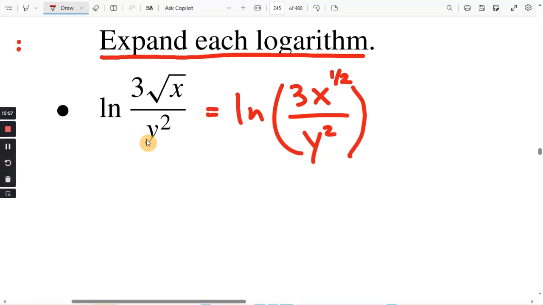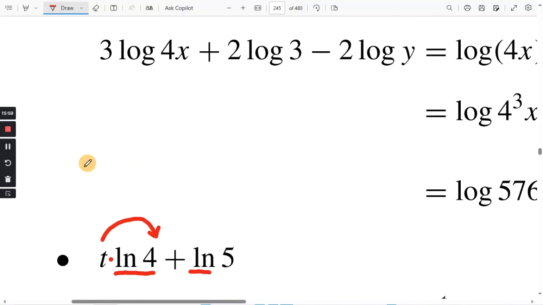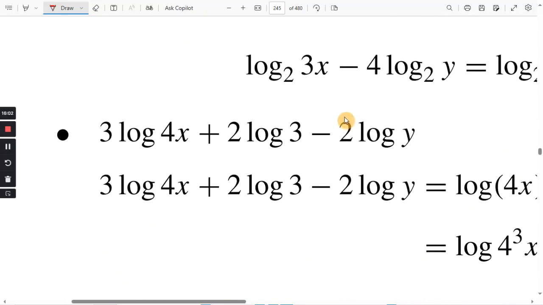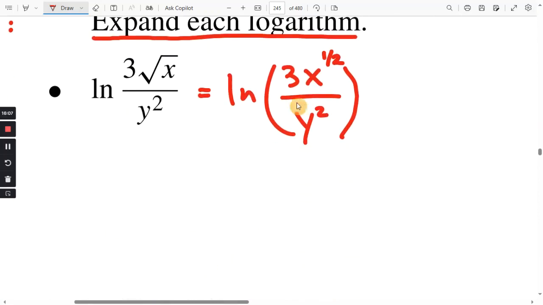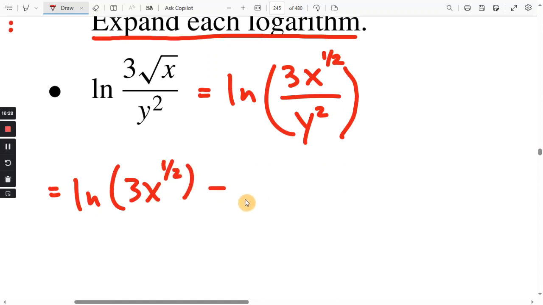All right, so remember in the other examples, we applied the exponent first. Now in this case, we're going to apply the exponents last. Okay, so leave the exponents alone. We have an ln. All right, this is the same as ln of a over b. And to expand that, it's going to be the ln of a minus b. So that's going to be the ln of a, which is the numerator, 3x to the 1/2, minus ln of y squared.